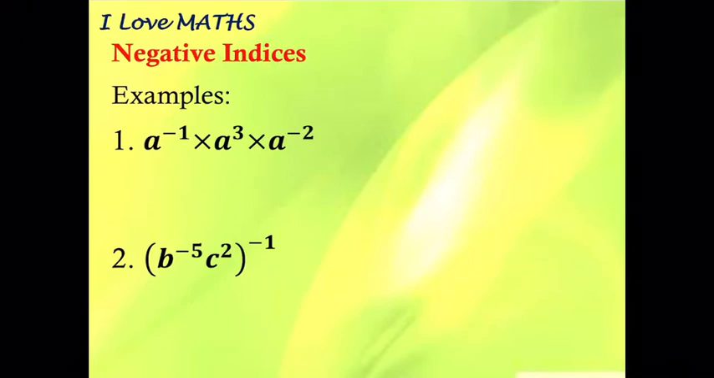So a raised to negative 1 times a raised to 3 times a raised to negative 2, we are multiplying expressions with the same base. So copy the base and then add the indices. So negative 1 plus 3 plus negative 2. So we'll have a raised to 0. But since from the 0 indices, a raised to 0 is 1. So the answer is 1.